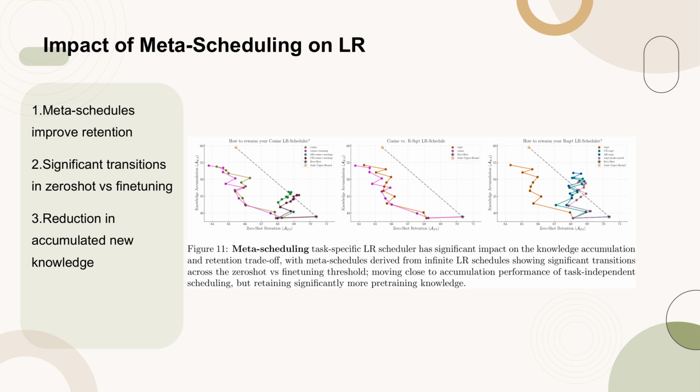However, within different meta-schedule variations, there is limited difference, as shown in Figure 11, left and right. Meta-learning rate schedules enable significantly better retention of initial zero-shot transfer performance. In the case of meta-schedules derived from cosine learning rate schedules, there is a severe reduction in accumulated new knowledge due to the rapid reduction in the learning rate, as depicted in Figure 10.